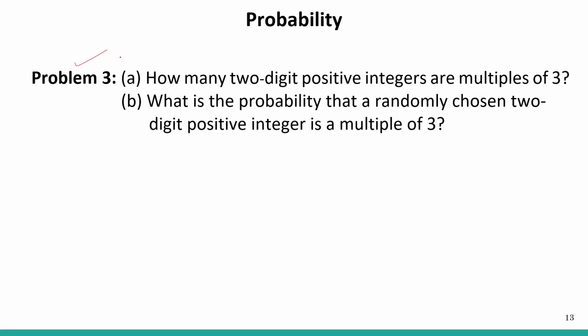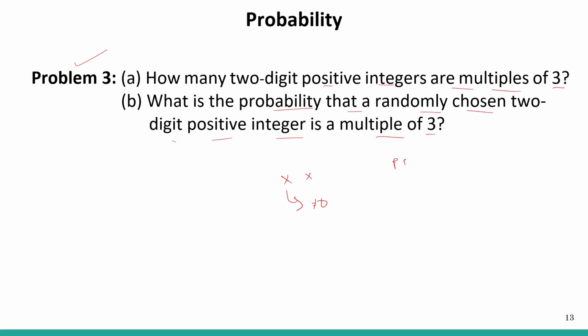Let's try to see problem number 3. How many 2-digit positive integers are multiples of 3? And what is the probability that a randomly chosen 2-digit positive integer is a multiple of 3? Basically, we want to calculate how many 2-digit positive integers are multiples of 3. We have a 2-digit number, where x is not equal to 0. We want to calculate how many possibilities there are such that the 2-digit positive integers are multiples of 3, and the probability that a randomly chosen 2-digit positive integer is a multiple of 3.